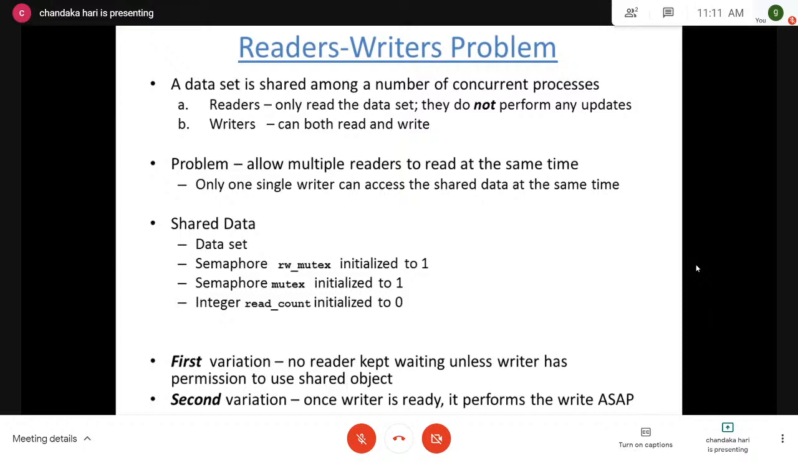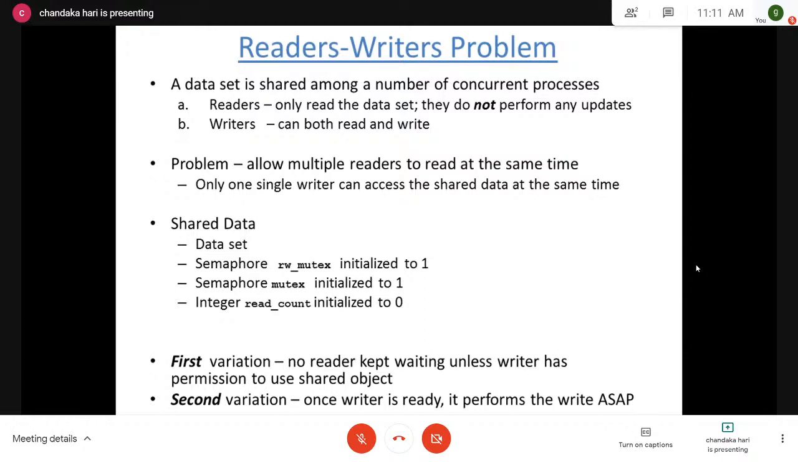Now, how can you explain this particular reader-writer problem? A data set is shared among a number of concurrent processes. I am assuming that one data set has been shared by a number of processes at the same time. Concurrent in the sense all processes are allowed at the same time for execution. All the processes are allowed for simultaneous execution.